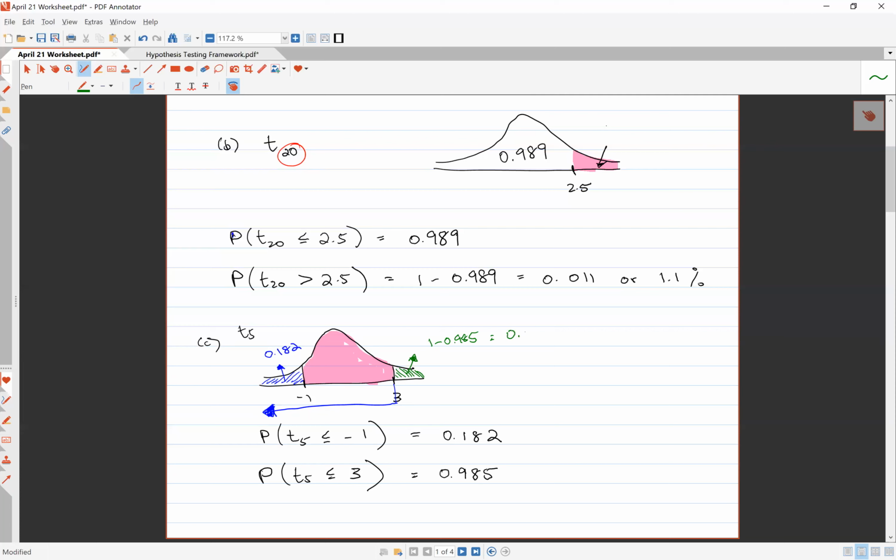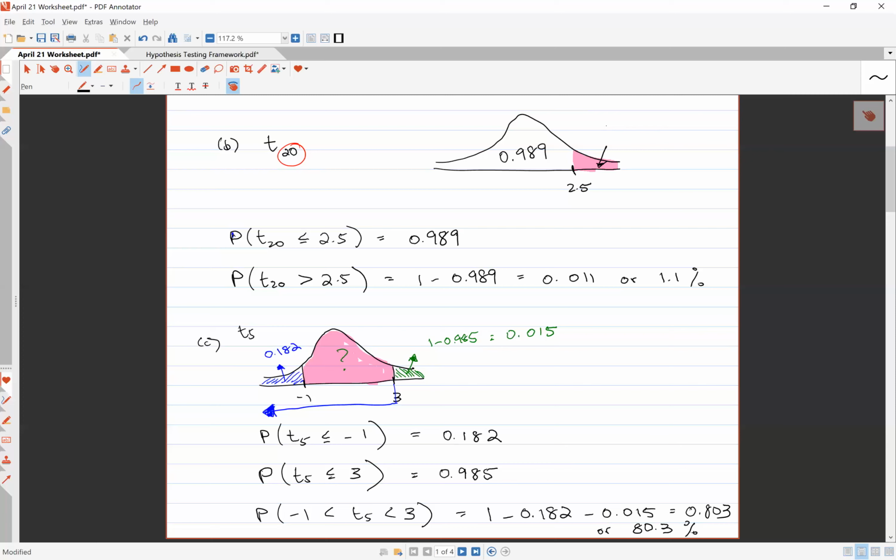which means it's 0.015. So how much is then left in the middle? Well, I know how much is not in the middle. If I look at what's between -1 and 3, I can just subtract those values from 1, and whatever is left, that's what's in the middle of the distribution. And in this case, that is 0.803 or 80.3%.